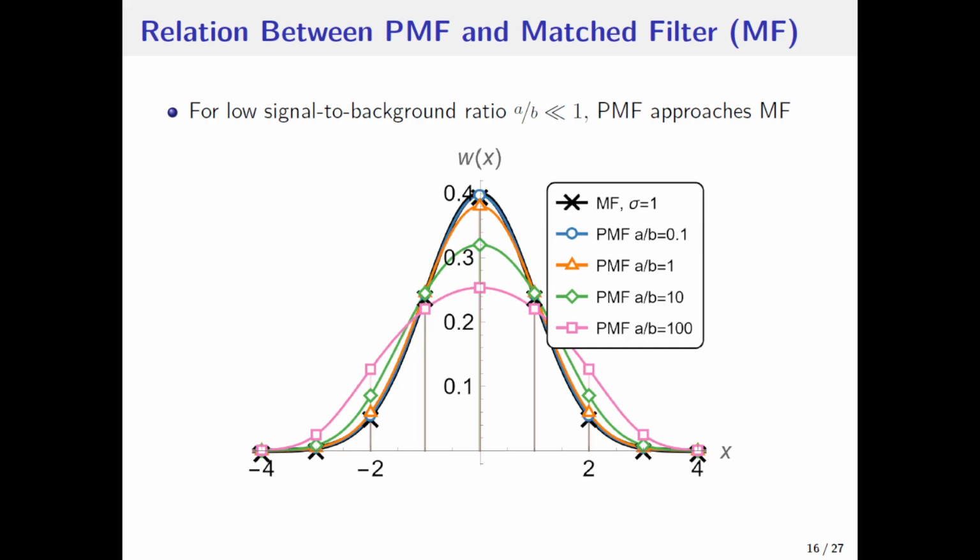Now, there were some interesting discoveries when we compared our proposed Poisson matched filter to a method called the matched filter. The matched filter is a Gaussian filter when our microscope has a Gaussian point spread function. In this case, we found that the Poisson matched filter, the optimal filter in a Poisson noise system, is close to the matched filter for certain values of signal to background ratio. It's very interesting.